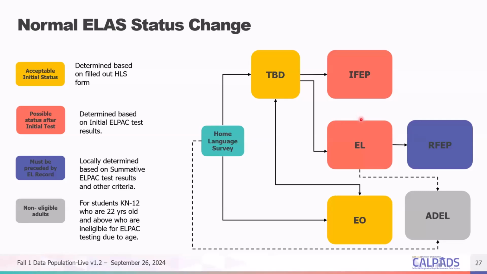And if a K through 12 student with an ELAS of EL becomes 22 years or older, they will be placed in ADEL status. If a student with an ELAS of EL is tested with the summative LPAC and the results of the summative LPAC indicate English proficiency, the student will be placed in RFEP status. The arrows on this slide show the logical progression of the different ELAS statuses. If a change is being made to a student's ELAS that is not represented by an arrow on this slide, it's not a logical sequence, and a correction reason code must be used.